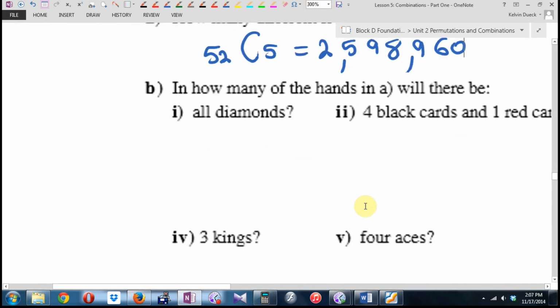So, I'm going to zoom in. How many of the hands will be all diamonds? What I'd like you to do over here is draw a little bucket like that. And we're going to have diamonds and not diamonds. Now, who can remember from set theory what the symbol was for the complement, the opposite of?